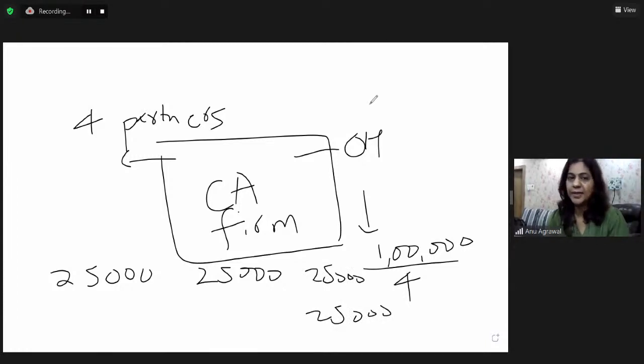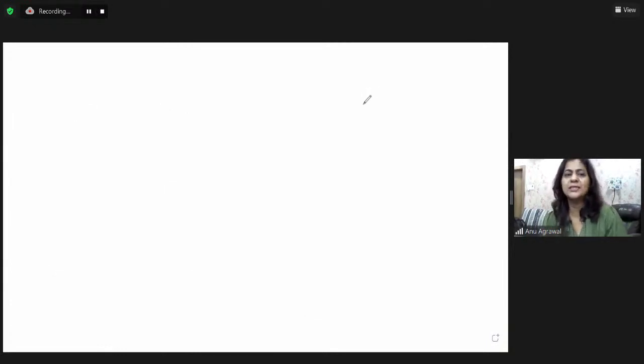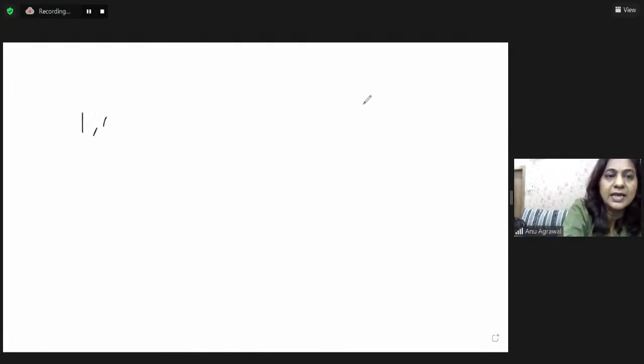Right. Okay, now, but let us see, is this pattern good? It is easy. You had all the overheads, just divided it by the number of people who were supposed to share. So there are 4 partners, you divided it between 4 people, and you said each partner will have to bear a cost of 25,000 each. Now let us look at this 1 lakh rupees. Let us analyze this 1 lakh rupees.